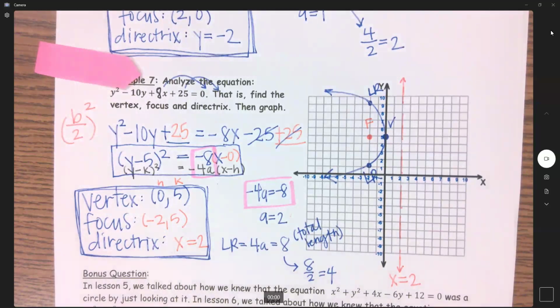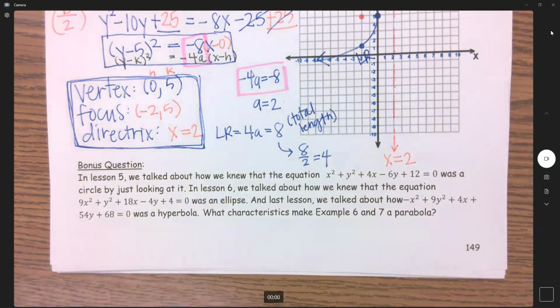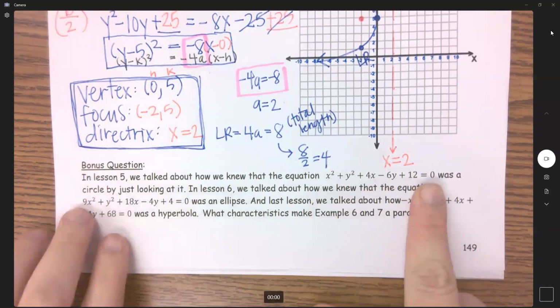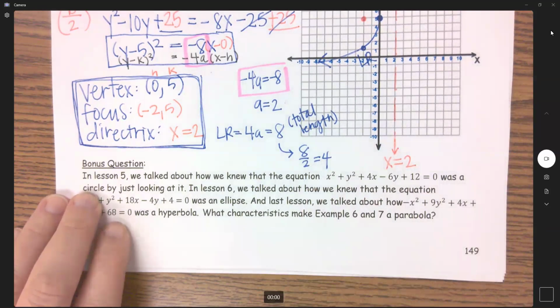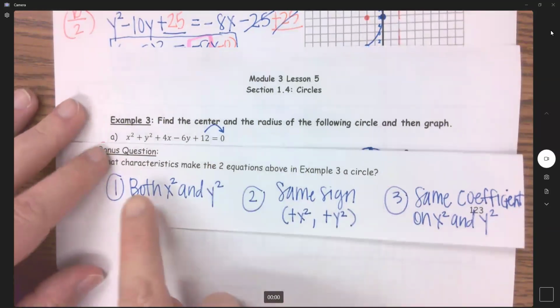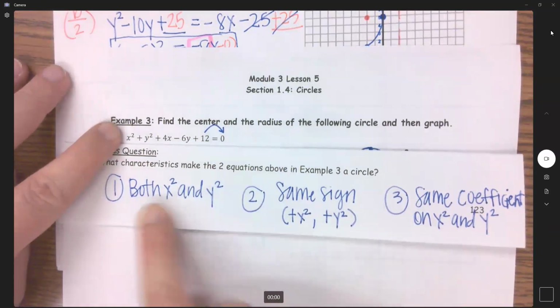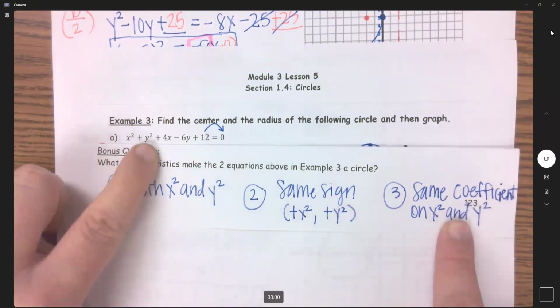Now, before we stop this video, let's go over our bonus question for the last time here. This wants to know, in lesson 5, we discussed how we knew that this was a circle. How do we know that this equation was a circle? There's 3 characteristics. Pause the video if you want to think about it or look back at your notes. We knew that this equation here was a circle because we have both x and y squared. We have the same sign, both positive, and same coefficients. It's 1x squared and 1y squared.